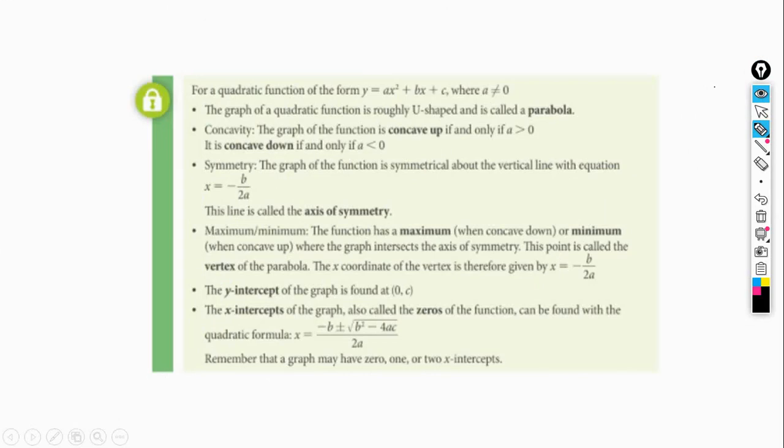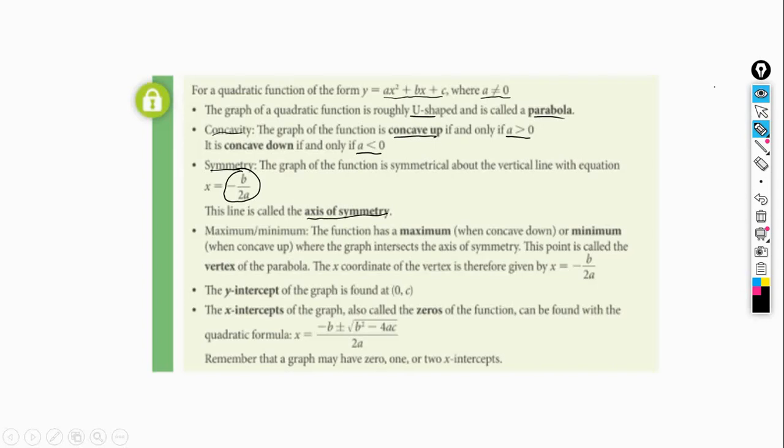So for a quadratic function of the form y equals ax squared plus bx plus c, where a does not equal 0, the graph of a quadratic function is roughly U-shaped and is called a parabola. Concavity. The graph of the function is concave up if and only if a is greater than 0. It is concave down if and only if a is less than 0 or negative. Symmetry. The graph of the function is symmetric about the vertical line with equation x equals minus b over 2a. This line is called the axis of symmetry.